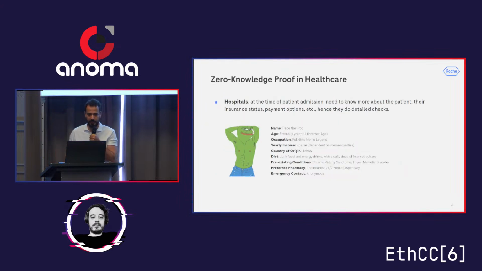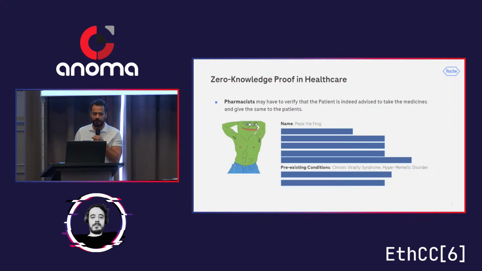So if Pepe goes to the hospital the first time, they need to know everything. Now, do they need to know everything? Not really, but because of compliance, they want everything. So Pepe has to reveal the whole health passport.